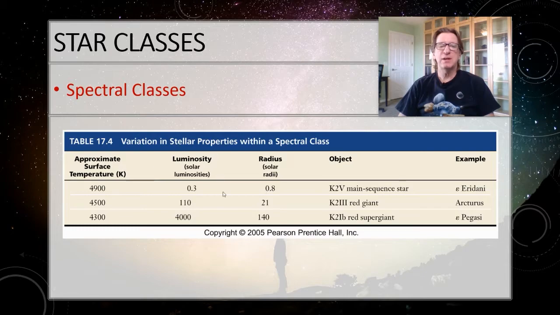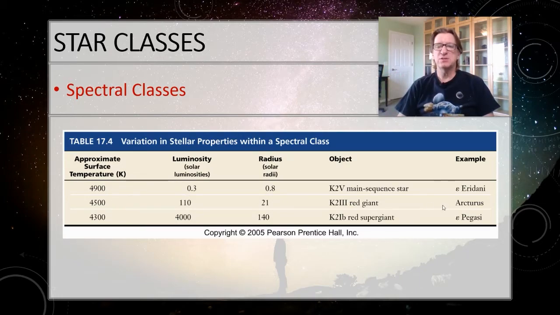So just to give you an idea of the difference that the size makes, these luminosity classes make. Here we've got three stars that are basically the same temperature. So they're all going to be the same color. They're all going to be kind of a reddish orange from here. So even though they're 4900, 4500, 4300, they're all going to be about the same. So they're all going to be this reddish orange.